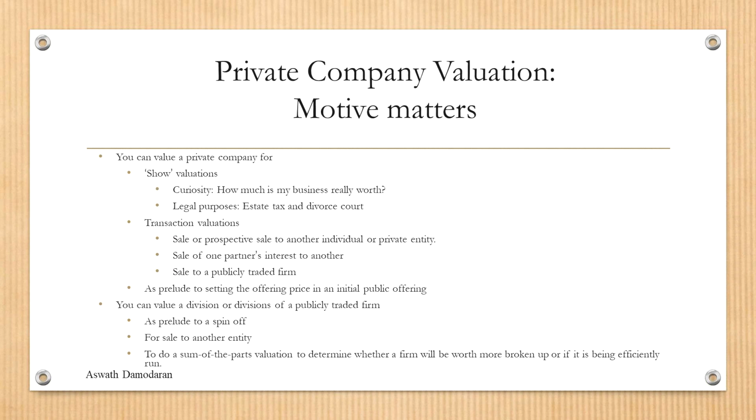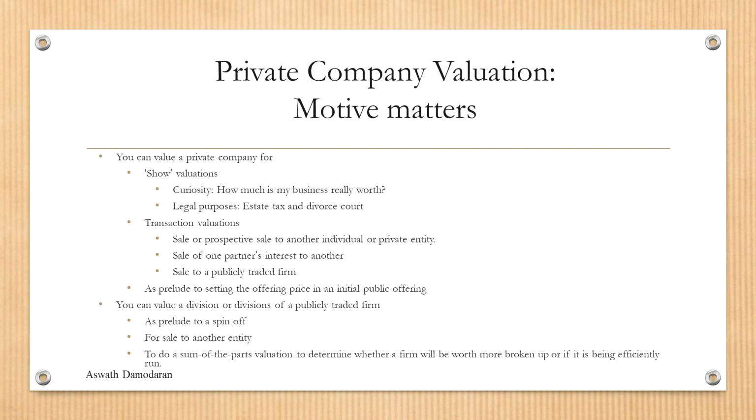And the second one is based on transaction. The motive of valuation is based on transaction, and there are three basic types of transactions. First one is to sell a private company to another individual or private entity, and the second scenario is to sell one partner's interest in the same private company to another partner. That's another type of transaction. And the third one is to sell the private company to a publicly traded company. And the last scenario would be to set the IPO price if a private company is going public through an initial public offering.